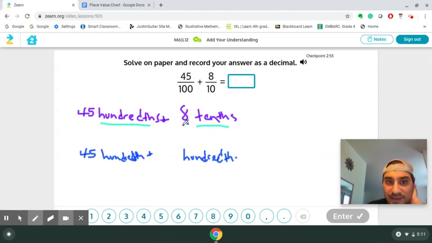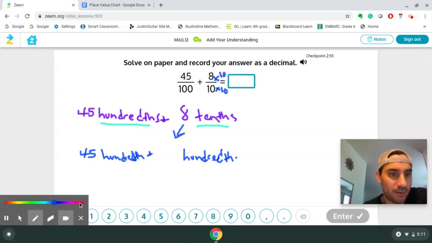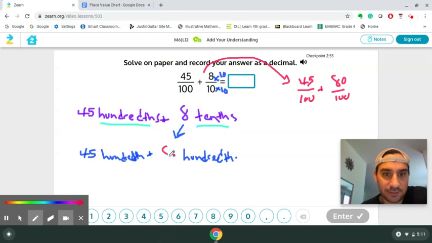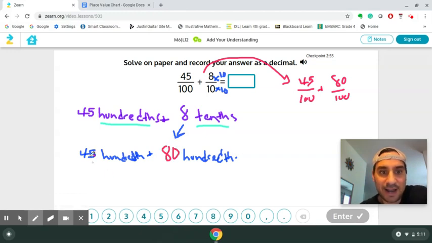How can I change 8/10 into hundredths? Well, let's do what we did before. Instead of 8/10, I can turn 10 into 100, 10 times 10, and do your numerator times 10. And we're going to put our new problem over here. So this is going to give us 45 hundredths plus 80 hundredths. So now we have 80 hundredths down here. Okay, and I have the same unit. I can add these together now.